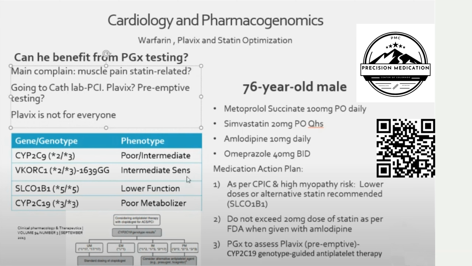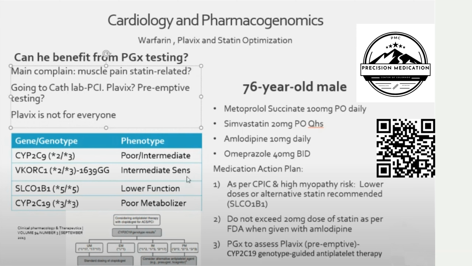As you can see, the patient is a poor metabolizer for CYP2C19, which is responsible for metabolism of Plavix. Plavix is a prodrug and requires this metabolic pathway to be active and effective in the body, so if this patient is a poor metabolizer, per CPIC guidelines the recommendation is to use an alternative antiplatelet agent such as prasugrel.